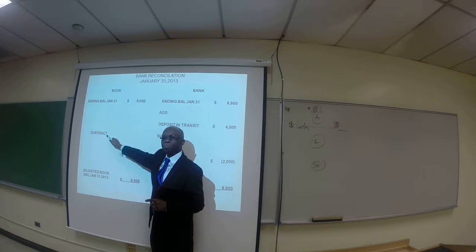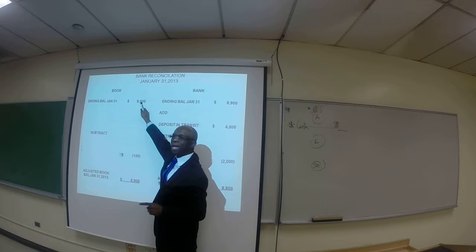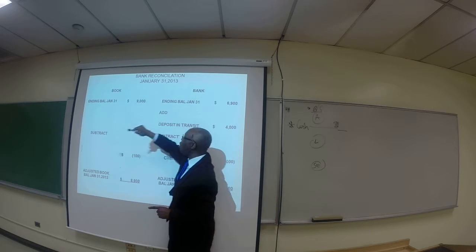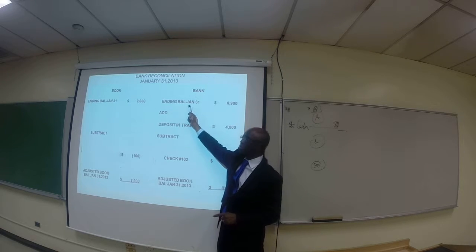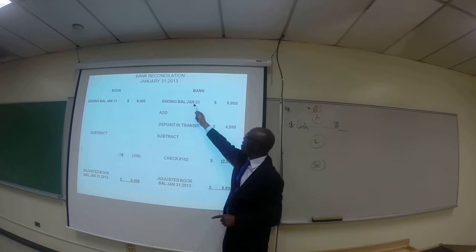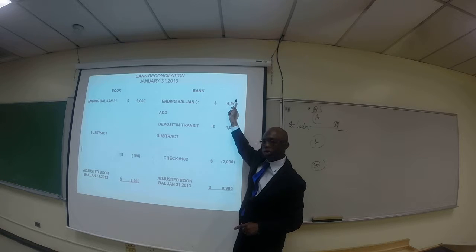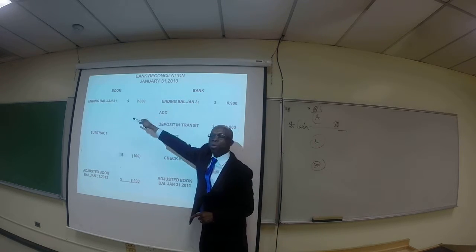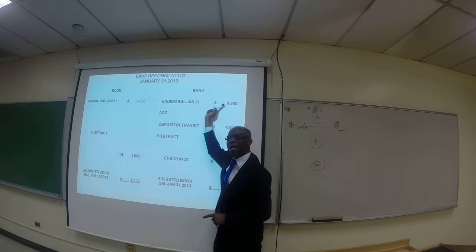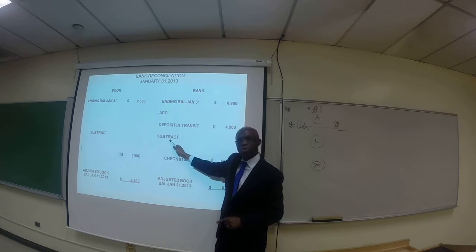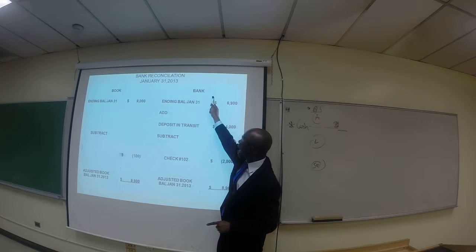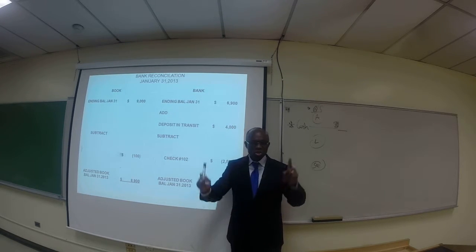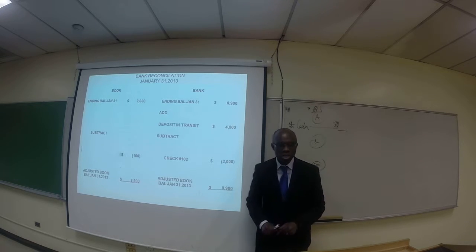And we are going to subtract from the book balance whatever the bank subtracted that we did not subtract. On the other hand, look at what happened. The ending bank balance is 6,900, so we are going to add to the bank balance whatever we added in our book that the bank has not added. With the same token, we are going to subtract from the bank whatever we subtracted that they have not subtracted. So, listen, this is not in the textbook.